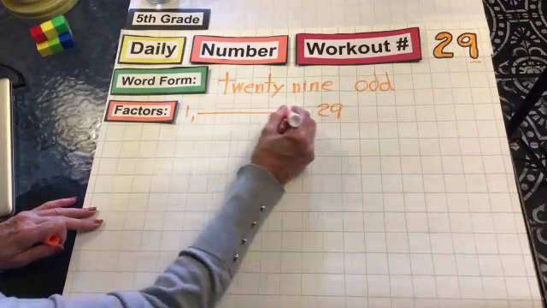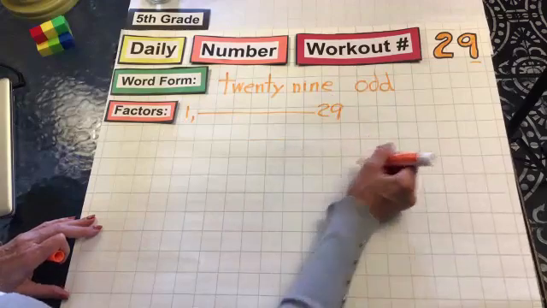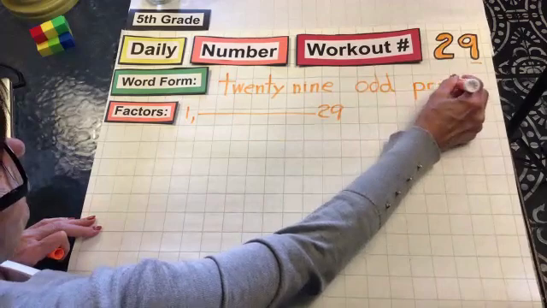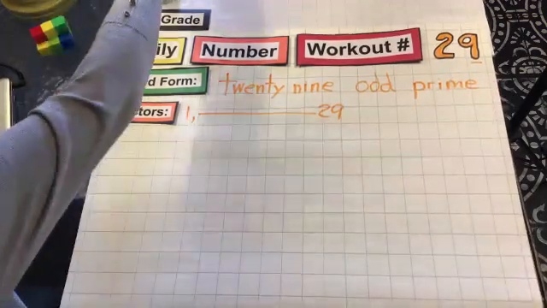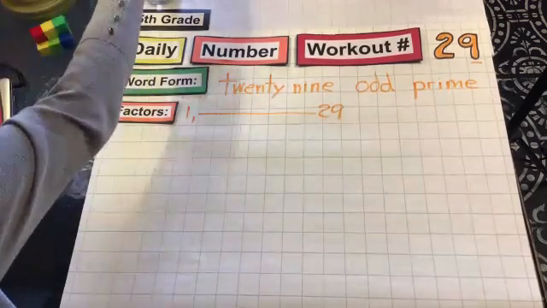Basically, nothing else goes in. So when it's only 1 and itself as its factors, it is prime. So writing up here, prime. All right. So we know it's an odd number and that it's prime.